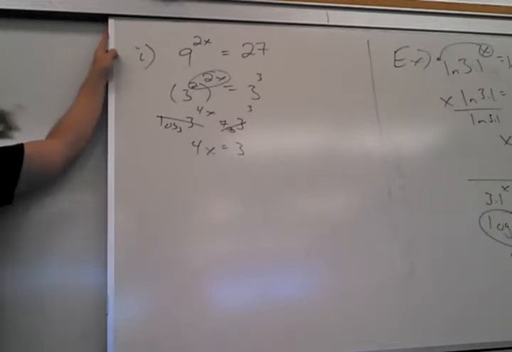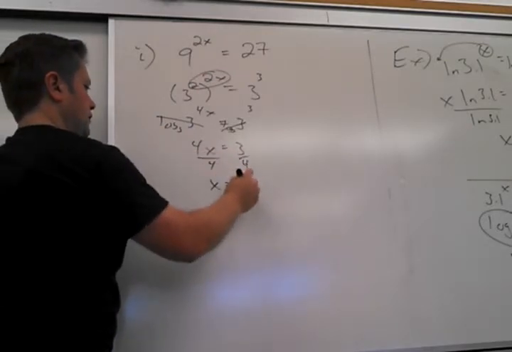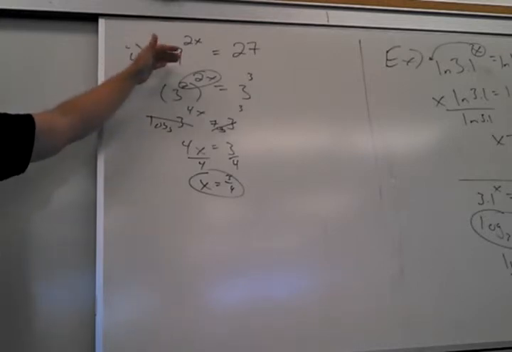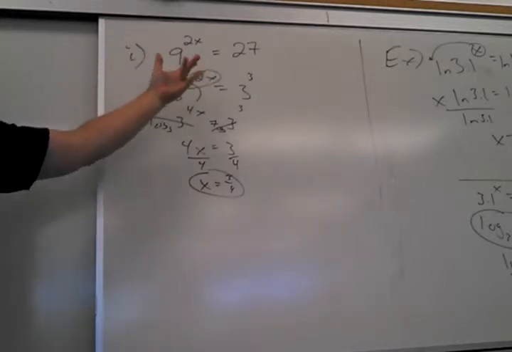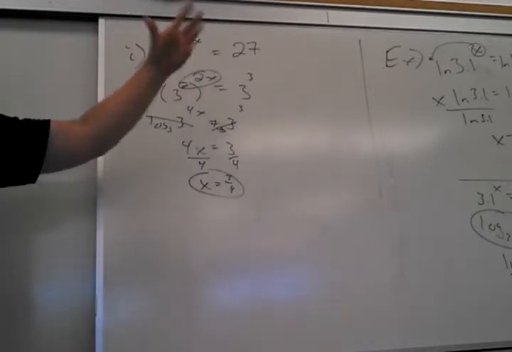How do I solve for x? That's right. Okay. So when you can make the base the same, it only makes sense. Using ln is not wrong, it's just you didn't need to.